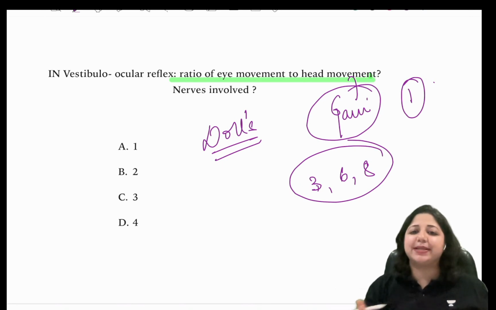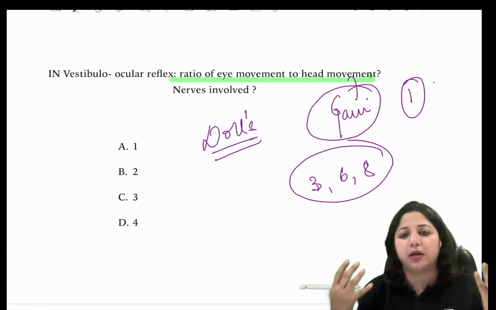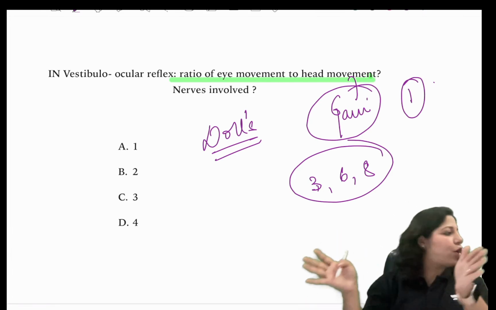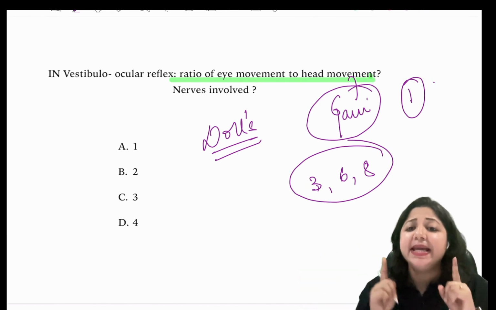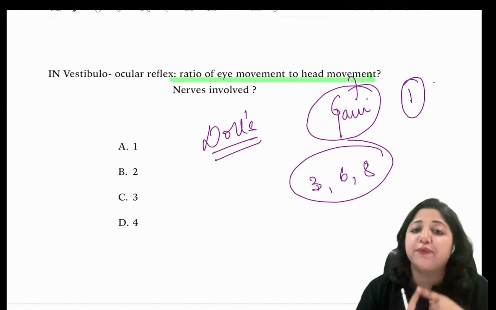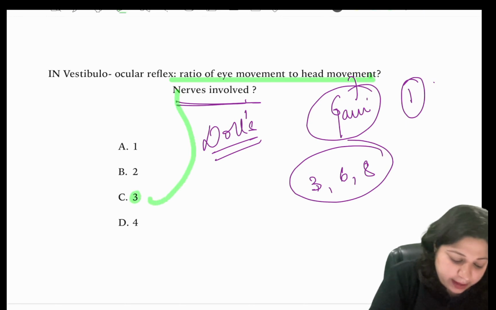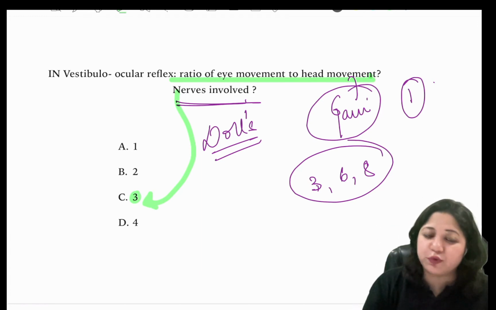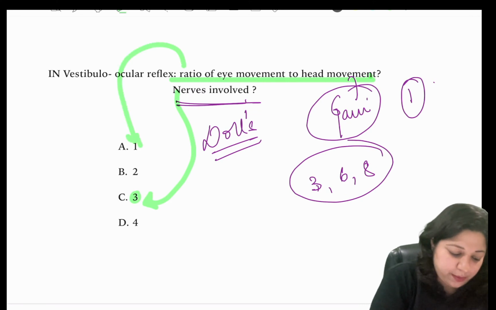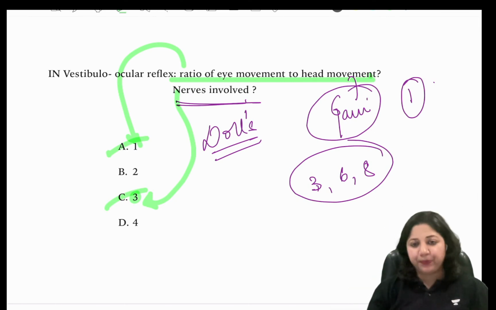That is what we remember. 3, 6 and 8. 8 goes to the semicircular canals and 3 and 6 are supplying the muscles of the eye which are involved in the movement, horizontal movements, right? So 3, 6 and 8. If the question was the nerves involved, then the answer would be 3, 6 and 8. But if it says what is the ratio of the movement, then the answer would be 1. So I have given you both the answers.